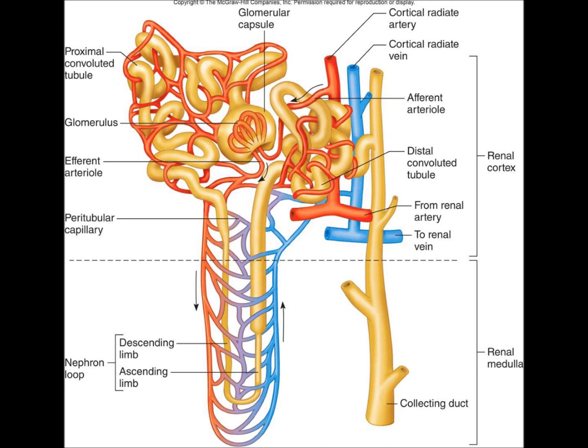The functional unit of the kidneys is the nephron. There are millions of them in each kidney. Most of the nephron is in the renal cortex, but it dips down into the medulla. The nephron is a bundle of capillaries and tubules that filter blood and remove the waste.